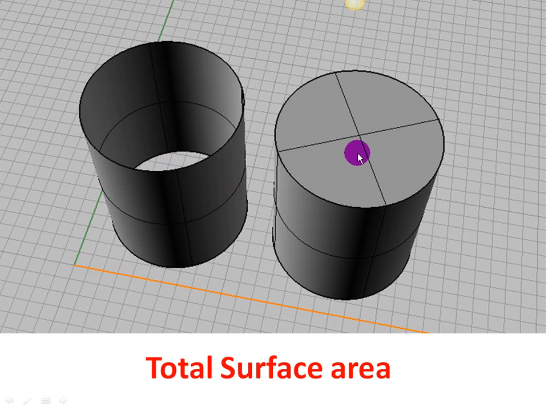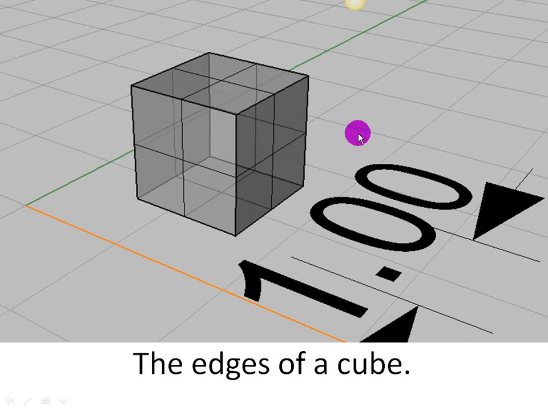But over here I have the total surface area, which includes the lateral surface area, the sides, the top, and we can assume there's a bottom here.